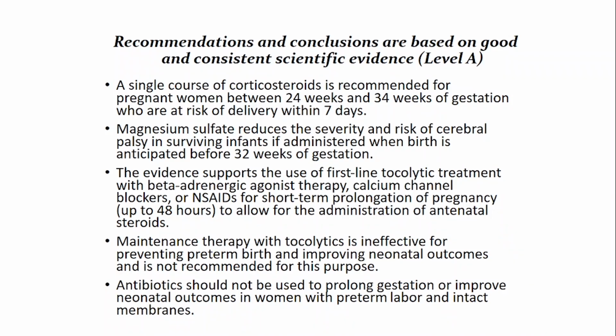What are the recommendations and conclusions from all this discussion, especially using consistent scientific evidence? A single course of corticosteroid is recommended for pregnant women between 24 weeks and 34 weeks of gestation who are at risk of delivery within 7 days, fetal fibronectin positive. Magnesium sulfate reduces the severity and risk of cerebral palsy in surviving infants if administered when birth is anticipated before 32 weeks of gestation. And third, the evidence supports the use of first-line tocolytic treatment with beta-adrenergic agonist therapy, calcium channel blocker, or non-steroidal anti-inflammatory drug for short-term prolongation of pregnancy up to 48 hours to allow for administration of antenatal steroid.